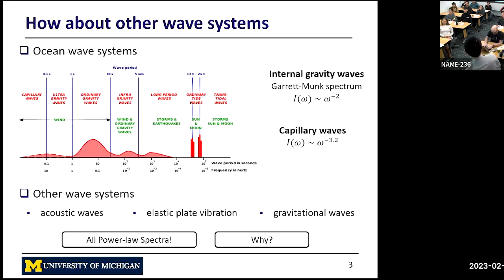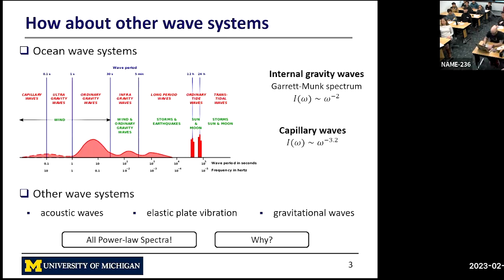And if we think about capillary waves, which are the shorter waves on the ocean surface, essentially on the surface, you have gravity waves that are longer and the restoring force is gravity. And you have capillary waves at smaller scales where the restoring force is surface tension. And capillary waves also have a power law form with exponent about minus 3.2. You can say minus 3, that's fine, but I just want to make it more precise here. It's minus 3.2.